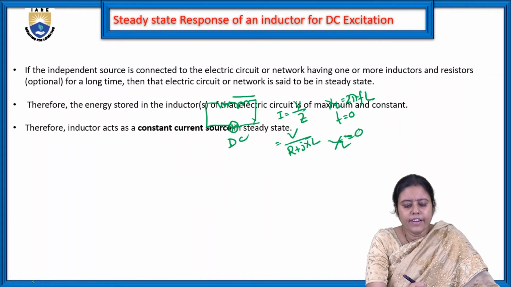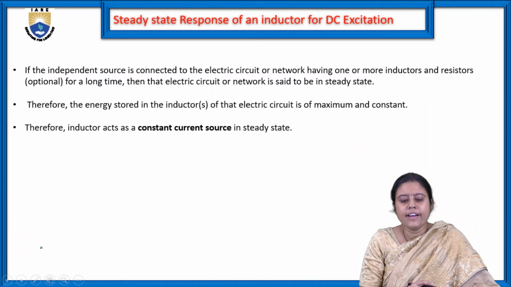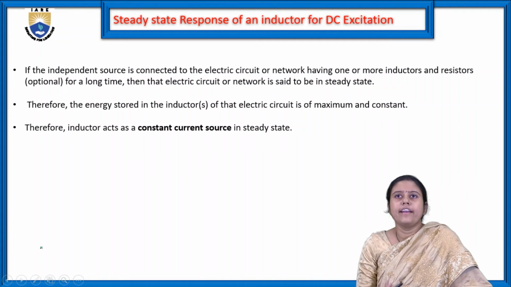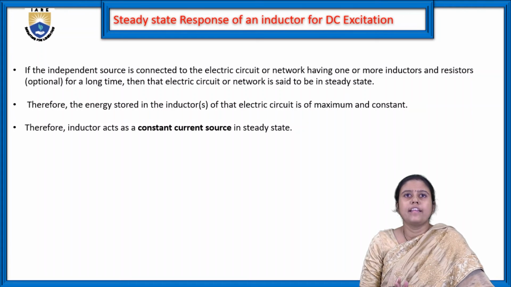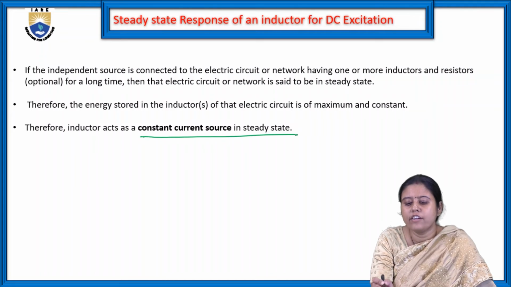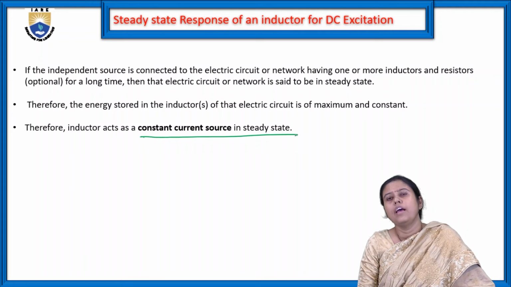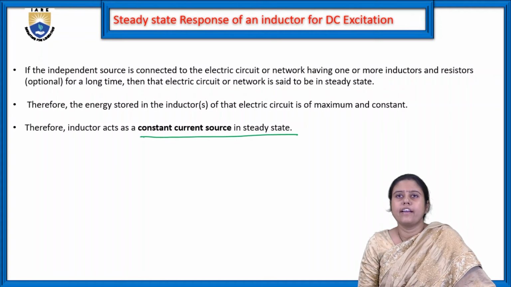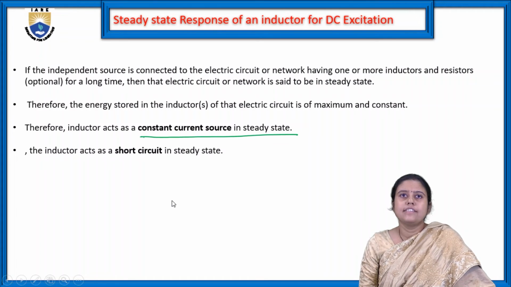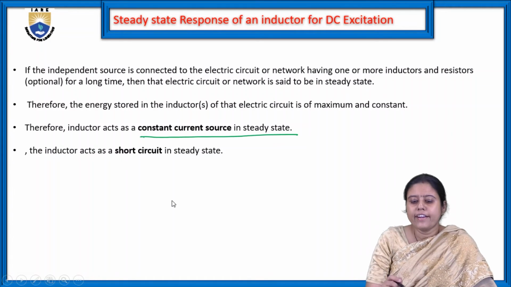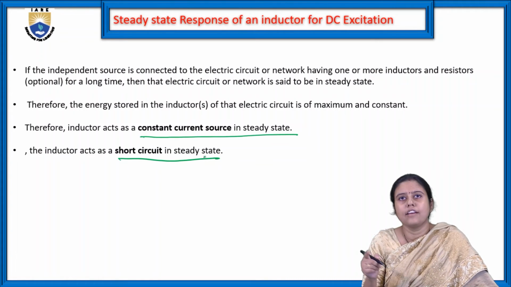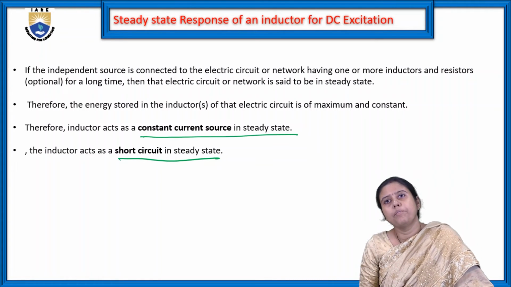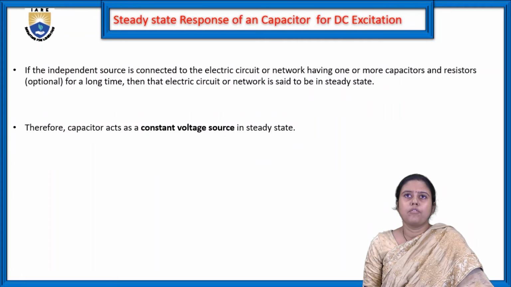So what is happening here? The energy stored in the inductor will always be maximum and constant. Therefore, the inductor acts as a constant current source in steady state. It will behave like a constant current source in the steady state condition. The inductor acts as a short circuit, as we wrote, omega L is equal to 0. So it will behave like a short circuit.